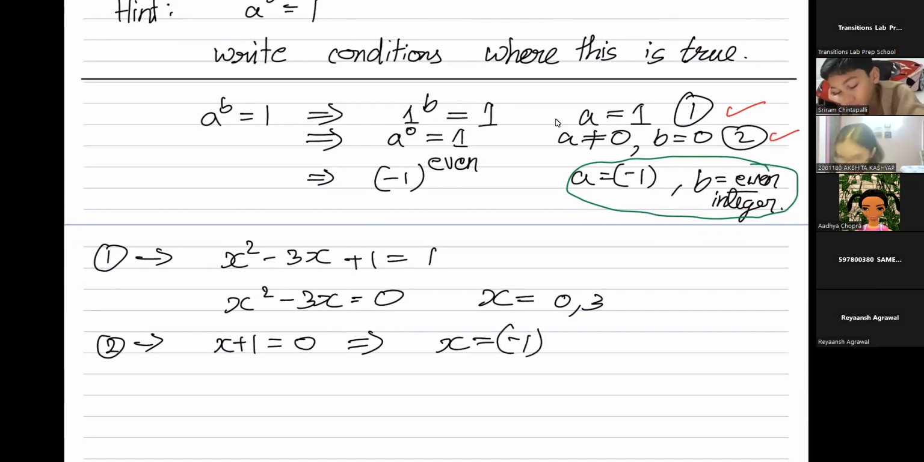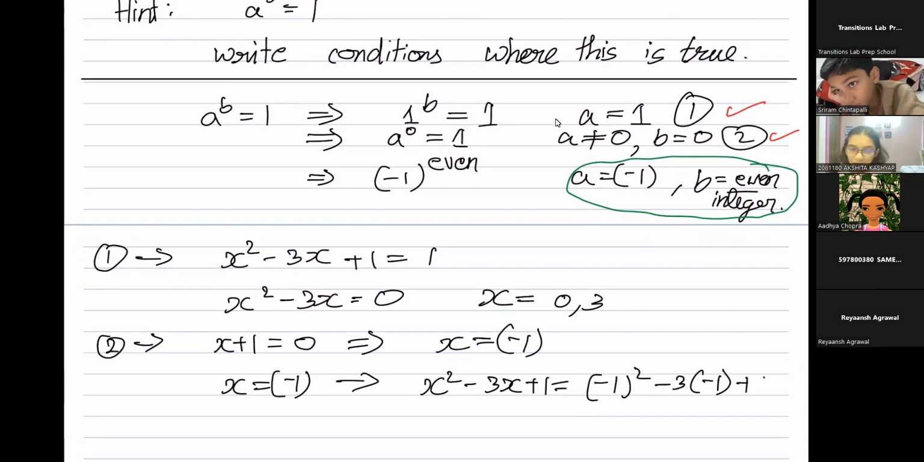Now we need to check if x equal to minus 1, when we put it inside x square minus 3x plus 1, what do we get? Is this zero? Obviously we don't know if it will be or won't be equal to zero. This will be minus 1 square minus 3 times minus 1 plus 1. So 1 plus 3 plus 1 equal to 5. So this is not equal to zero.